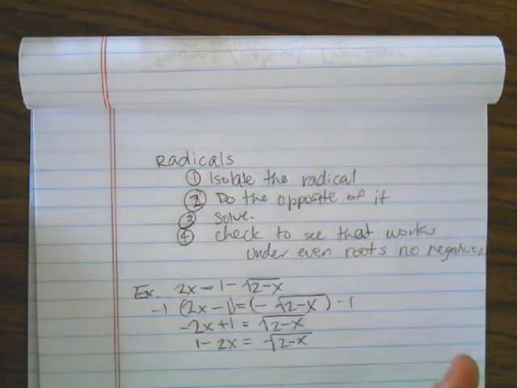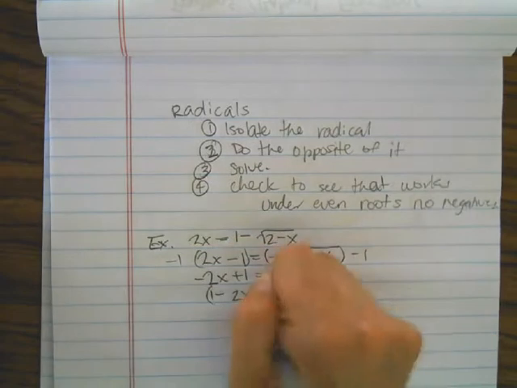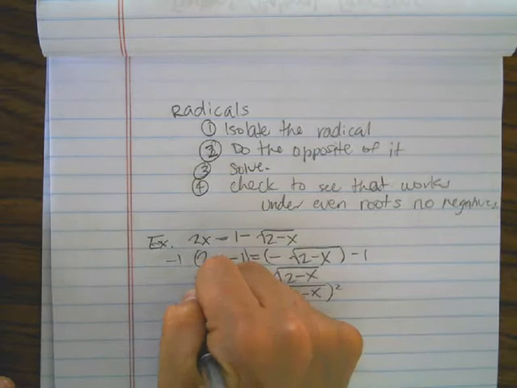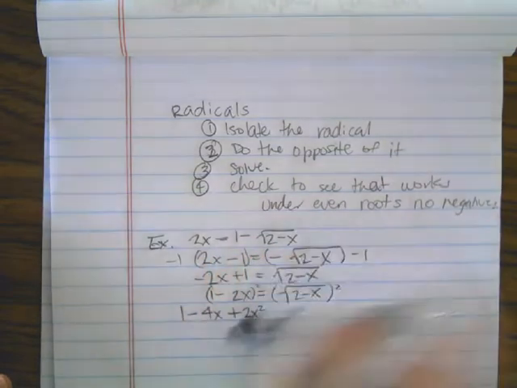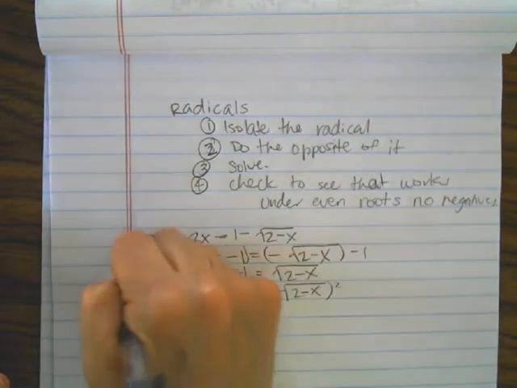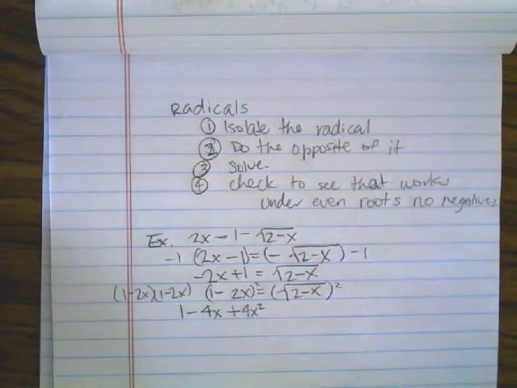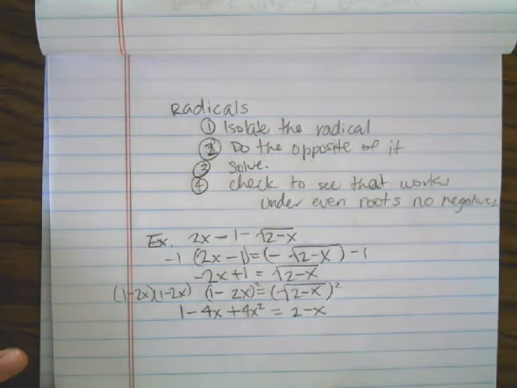So now I'm going to do the opposite of what the root is. So the root's square root, so I'm going to square both sides. So that gives me 1 minus 4x plus 4x squared by foiling. And then this takes away the root. Now I'm going to combine like terms, or combine everything on one side and solve.